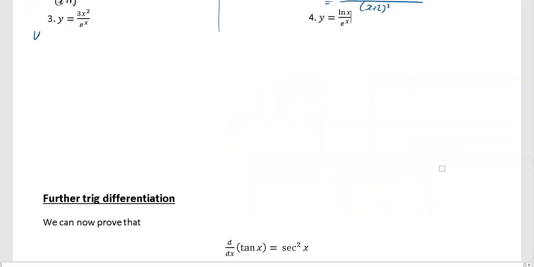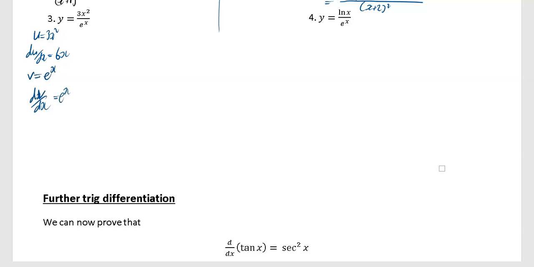Okay, example 3, you've got your u again is equal to 3x squared. That means your du by dx is equal to 6x. Your v is equal to e to the x. That's a nice easy one. Your dv by dx then is equal to e to the x. So here we'll say that your dy by dx is equal to v first of all, times du, which is just 6x, minus u, which is 3x squared, times my dv, which again was e to the x, all divided by my v squared.